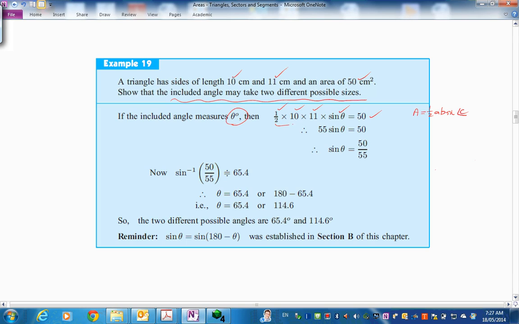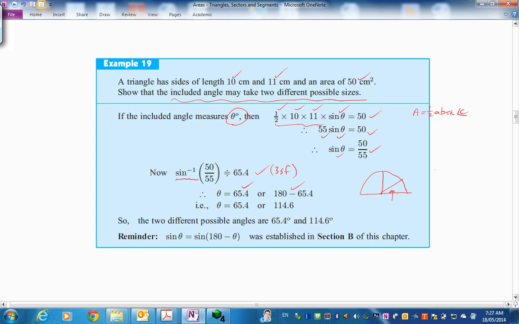So multiplying these together, you get 55 sine theta is 50. Sine theta is 50 over 55. So the angle is inverse sine from the calculator. Make sure your calculator is set up in degrees, and you get 65.4. That's three significant figures that time. But just remember 180 take 65.4. There's an angle, remember, in the second quadrant.